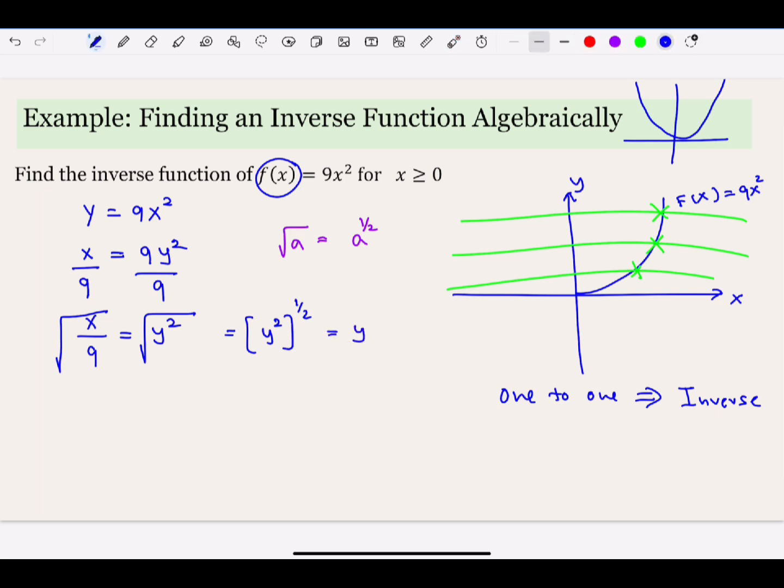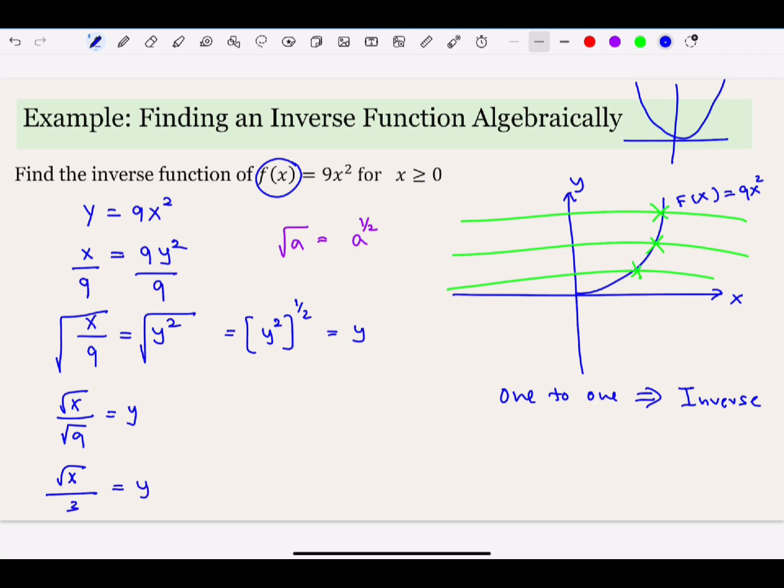So that means y is isolated on one side of the equation. So y is equal to the square root of x over 9. Now if you want, you can distribute this square root sign to top and bottom separately. So now you can write square root of x over square root of 9 is equal to y. So that means square root of x over the square root of 9, which is 3, equals y.